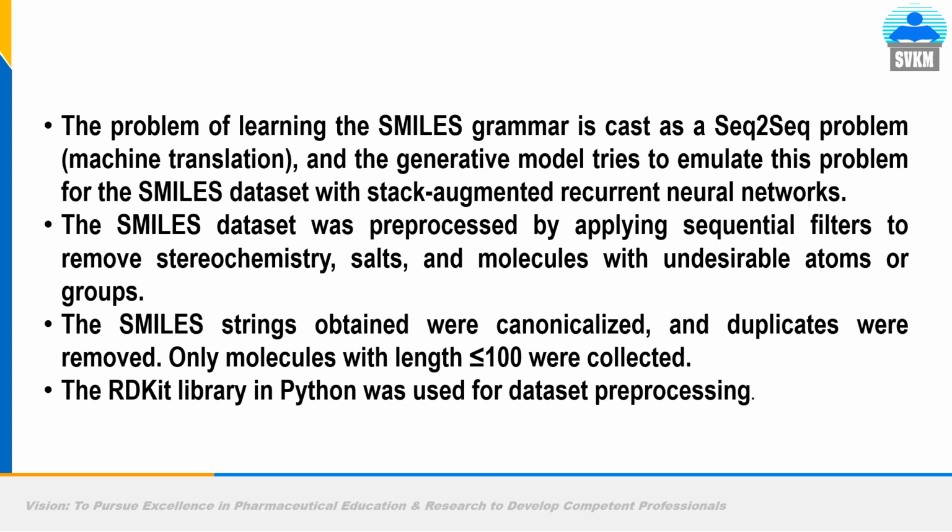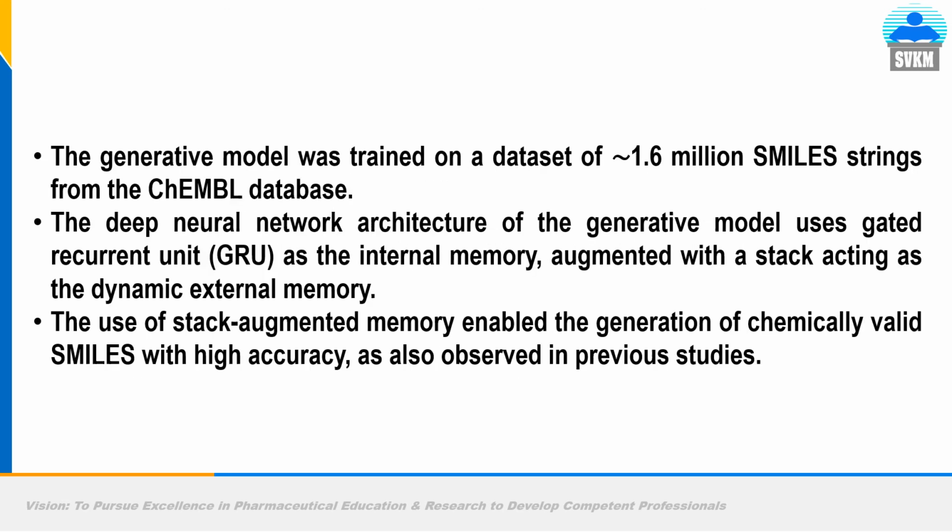The SMILES dataset was pre-processed by applying sequential filters to remove stereochemistry, salts and molecules with undesirable atoms or groups. The SMILES strings obtained were canonicalized because one SMILES can produce more than one type of molecule. So you have to canonicalize so that only one type of structure can be made, and duplicates were removed. Only molecules with length less than or equal to 100 were collected. The RDKit library in Python, we all know, is used to pre-process the data.